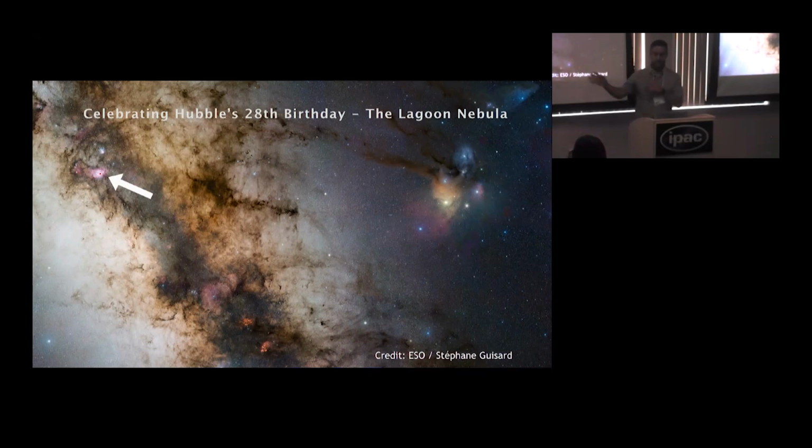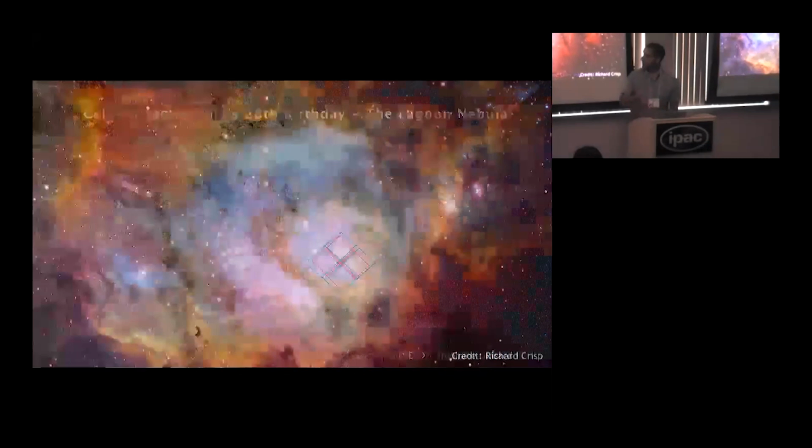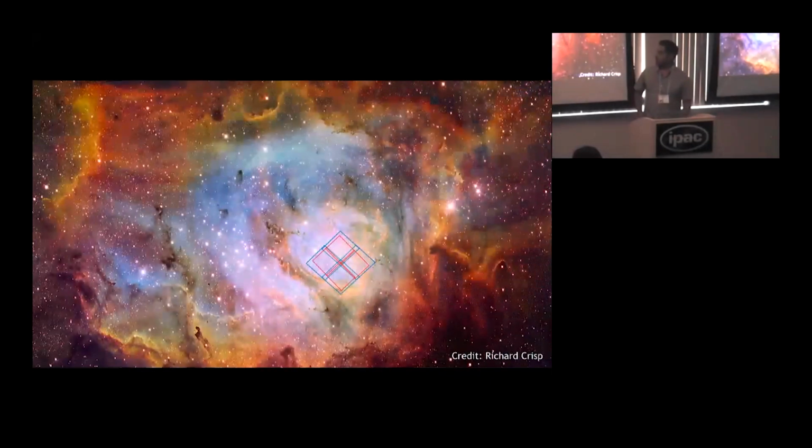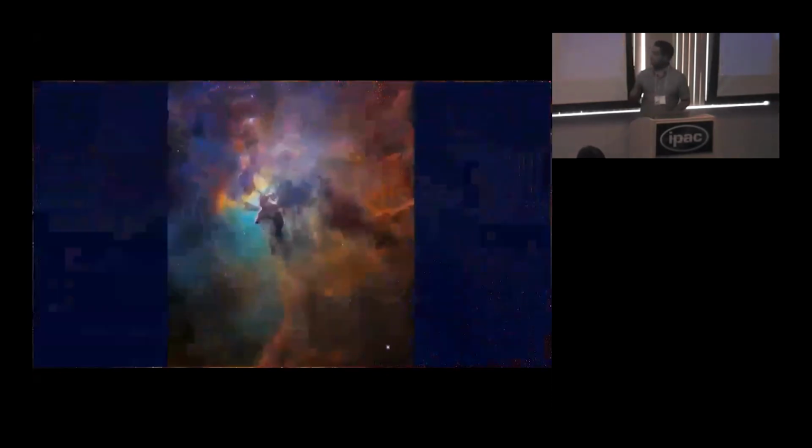So that's something that people don't usually get. The size of the field of view of Hubble is so tiny, seeing such a small portion of the sky. So let's zoom into that box. There's another ground-based view. And there's the Hubble observation for the 28th anniversary image of the Lagoon Nebula. We had 4 orbits, about 9 hours total exposure time across some narrow, medium, and IR filters. And then this was the resulting image.